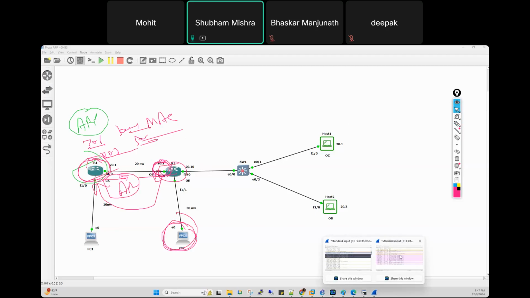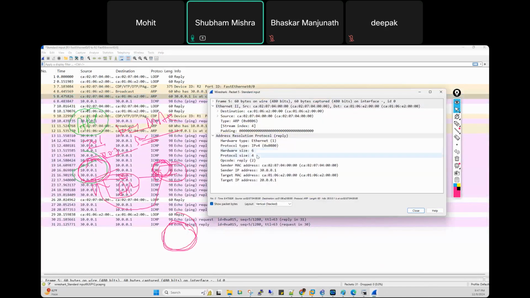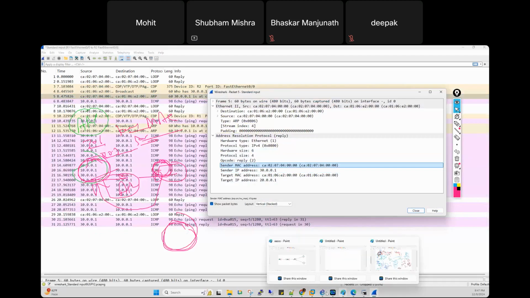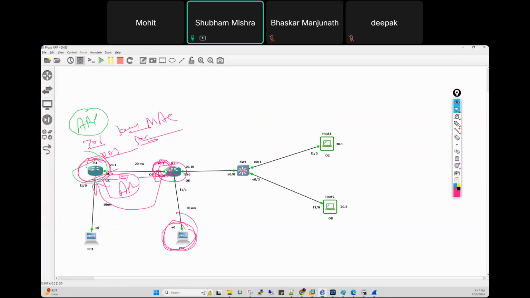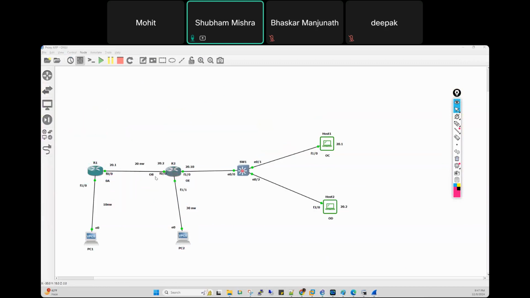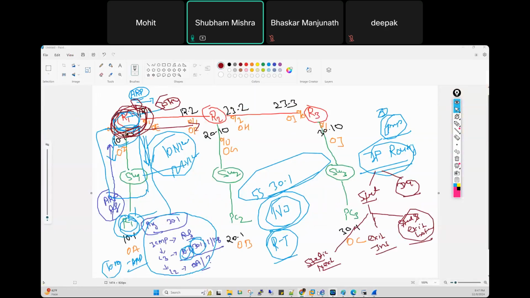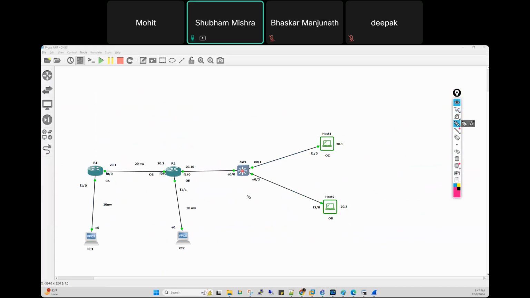When you check the ARP, the sender IP address is 30.1 and the sender MAC is the MAC address of which interface? This interface's MAC address. So please remember, this doesn't mean that R2 is sharing another device's MAC address. R2 is sharing its own MAC address, of this interface 0/0. Getting my point, everyone? That's the reason R1 maintains the same MAC address for 20.2 as well as 30.1.